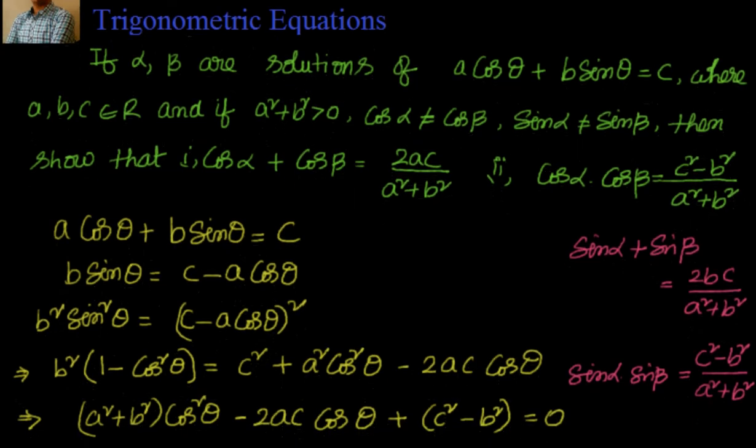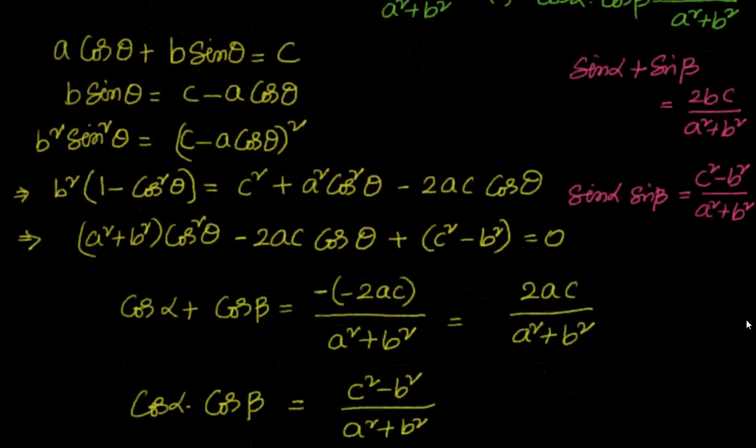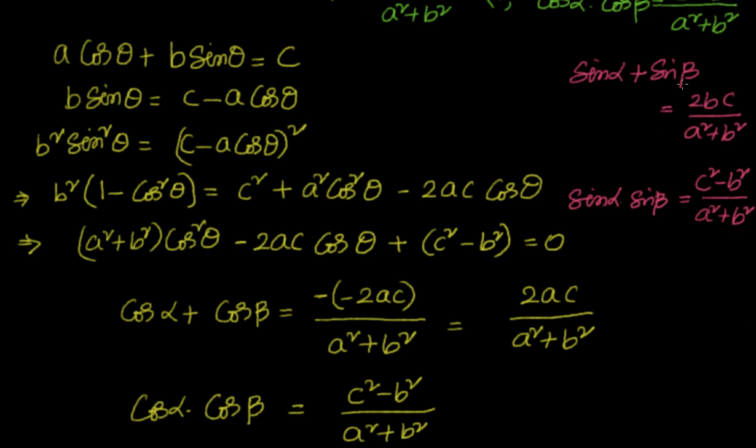So I hope you will be able to do that on your own, by which you will get sin alpha plus sin beta equal to 2bc by a square plus b square, and sin alpha into sin beta equal to c square minus a square by a square plus b square.